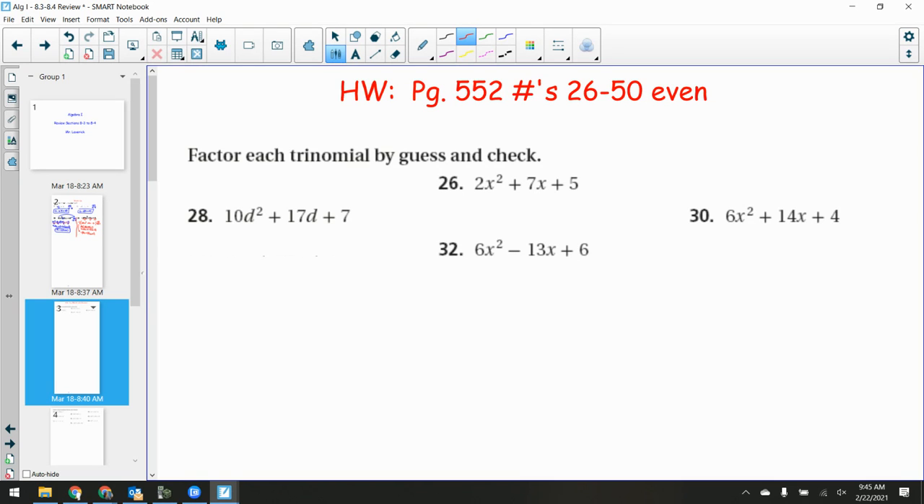Number 26, 2x plus 5, x plus 1. 28, 10b plus 7, d plus 1. 30, there's 2 possible answers for 30. First possible answer, 6x plus 2, x plus 2, or 2x plus 4, 3x plus 1. Either one of those would have been acceptable. 32, 3x minus 2, 2x minus 3.